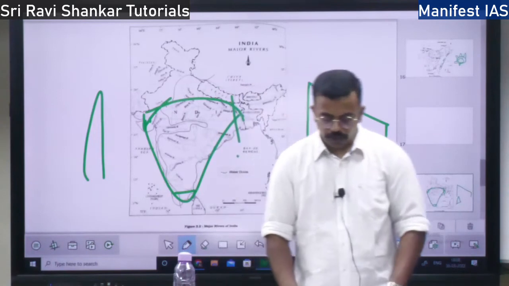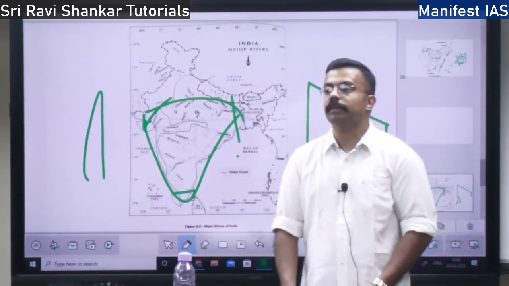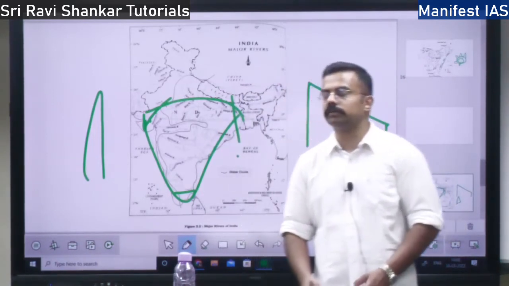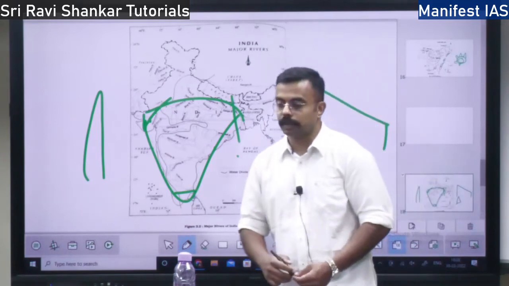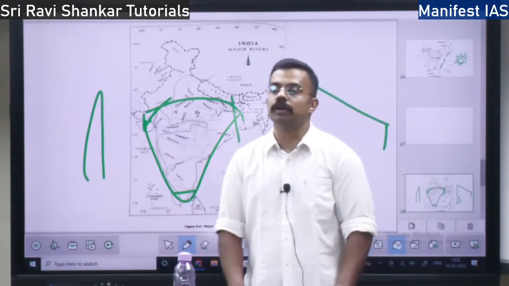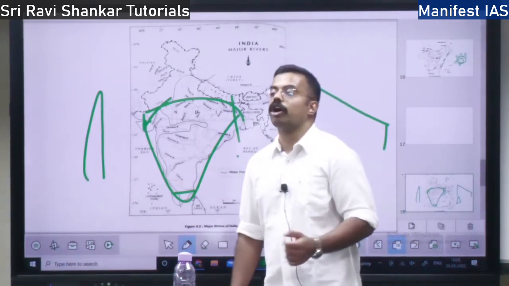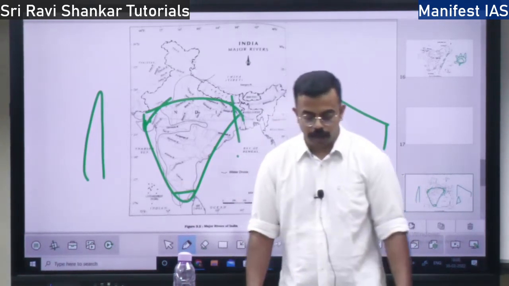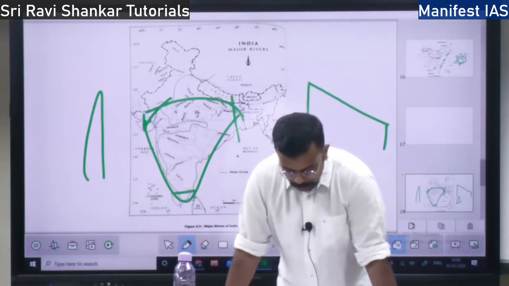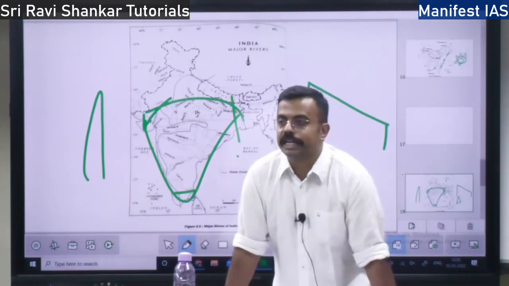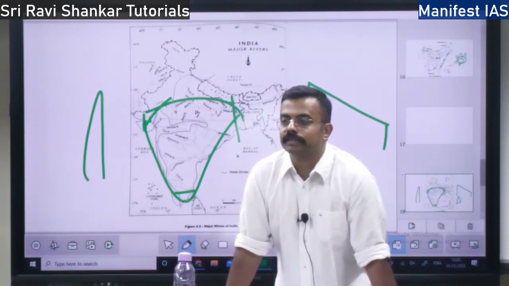So, this place, the peninsular plateau, is made up of black soil. It is full of black soil where cotton is grown. That is why it is called black cotton soil, right? In this plateau, there is upliftment and submergence as well. So, what is upliftment and submergence?